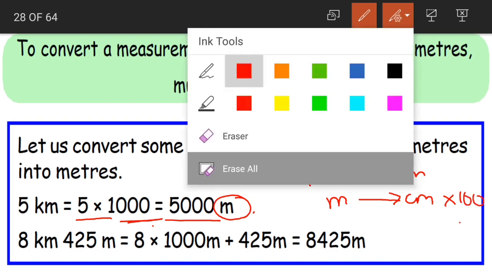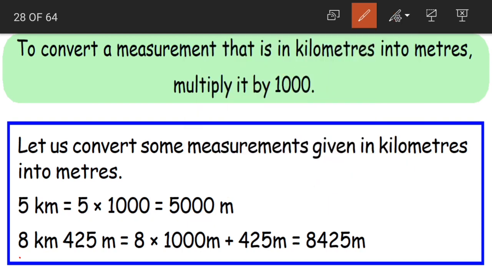Remember this, right? Now again, the second example, 8 kilometers 425 meters. This is a combination of both kilometers and meters.